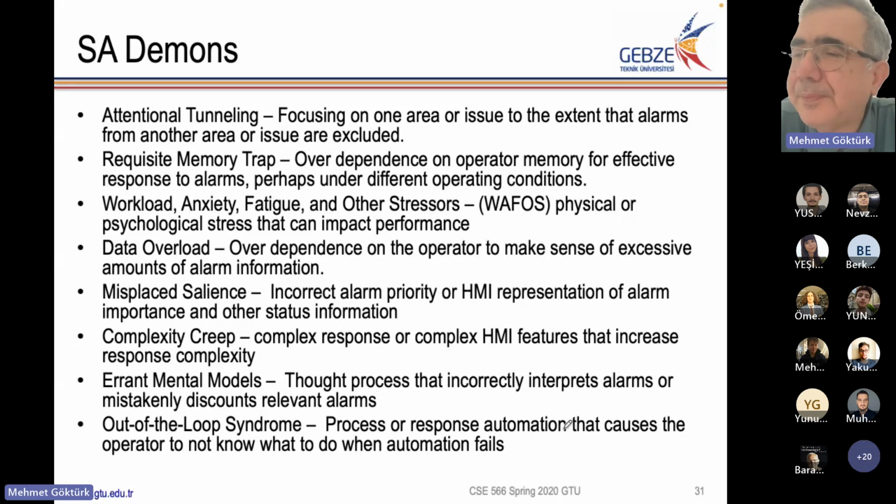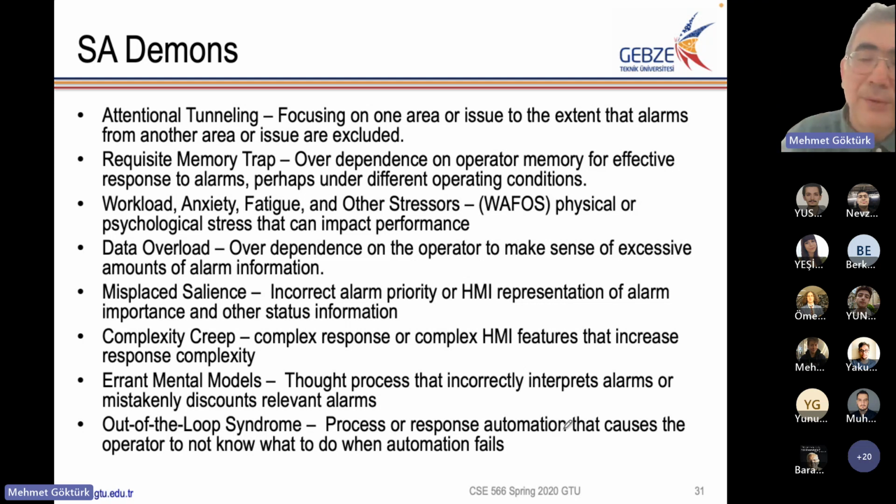Then it causes problems. Third, workload: anxiety, fatigue, and other stress factors impact performance. That is critical. Overload of data means too much data, excessive amounts of alarm information, too many lights in front of you, and they are all lit. So which one is important? They cannot distinguish, meaning data overload.